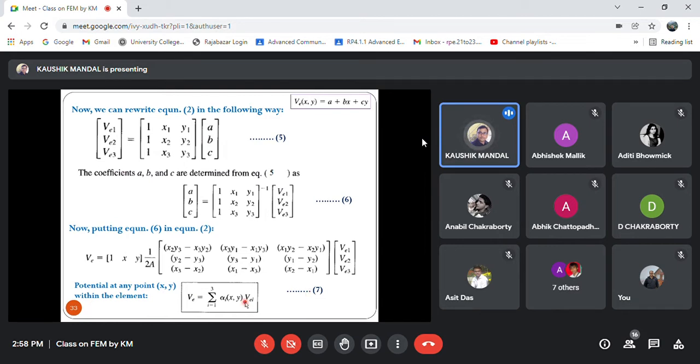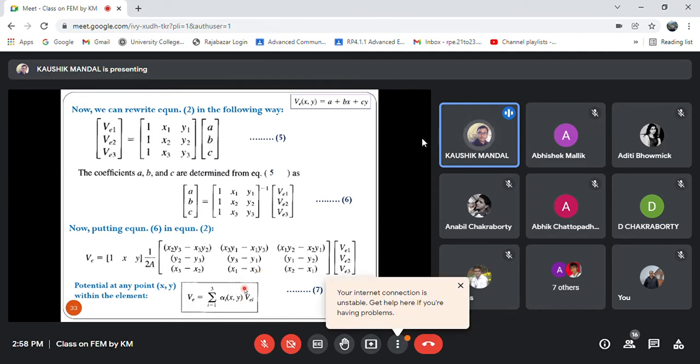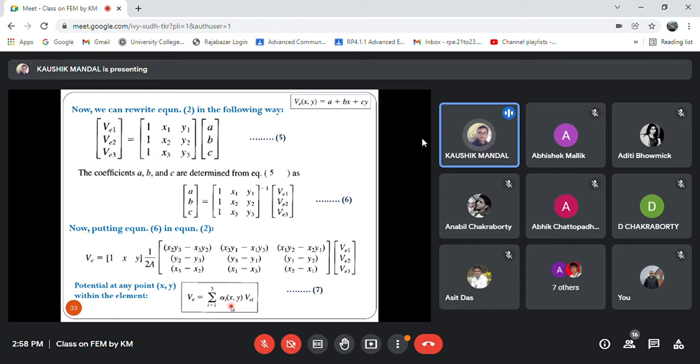Now this equation is written in this particular form. So what is this alpha I of x, y? This alpha I of x, y is known as the interpolation function, or element shape function. I am not going into the details of this calculation. You can go through the calculation of this particular matrix form, or you can check or verify it. So alpha I of x, y is representing the interpolation function or element shape function. You can easily find out this alpha I.